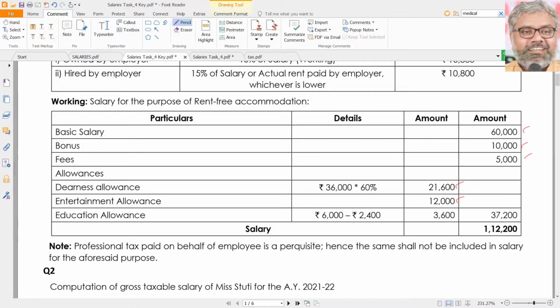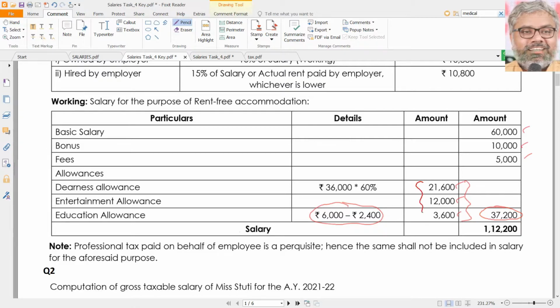How much exemption is available? 100 rupees per month per child, up to a maximum of 2 children. So though he has 3 children here, it doesn't matter. He'll be eligible for 100 into 2, 200 only, which means 2400 can be claimed as exemption. To that extent, if you reduce, remaining taxable amount of allowance will be also included for the purpose of salary. So this is the total of allowances.